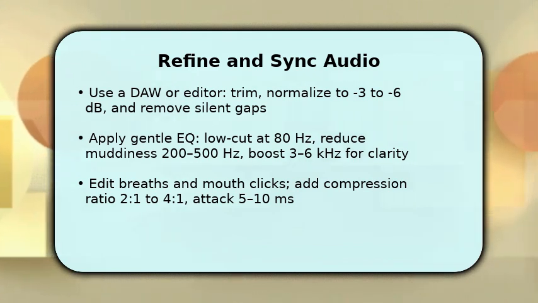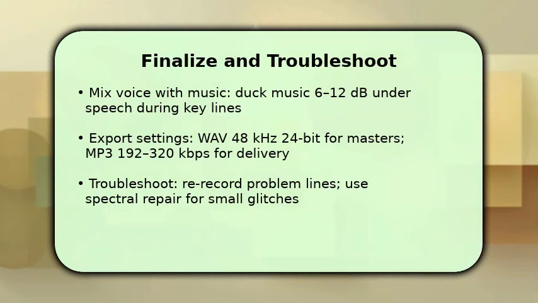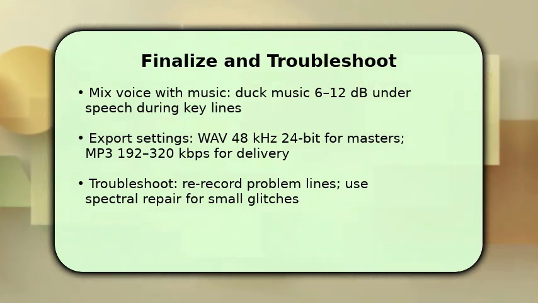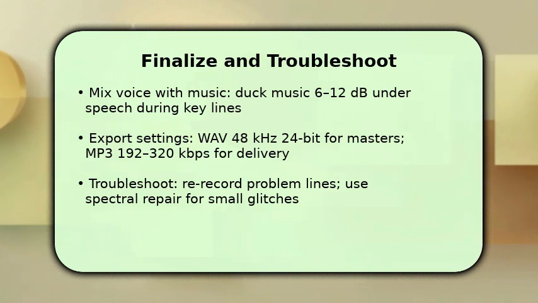You finish by balancing levels and checking the whole timeline. Automate volume to lower music under informative lines and raise it between takes. Choose export settings that match your platform. Deliver masters as 48K HC WAV 24-bit and create compressed MP3s at 192-320 kbps for upload.